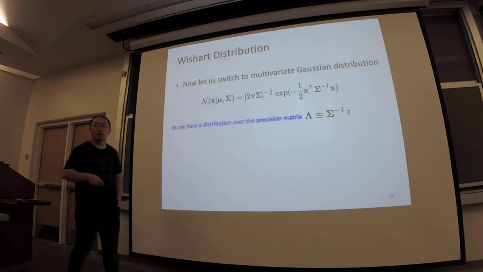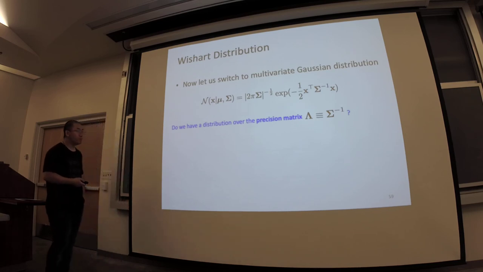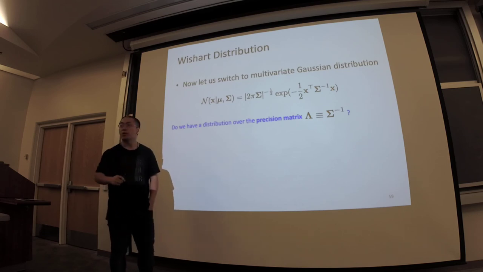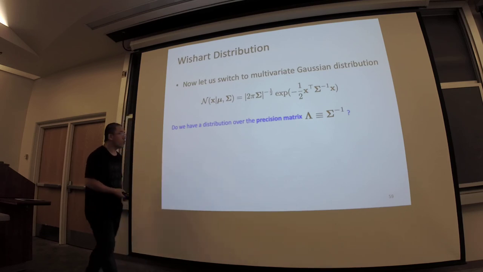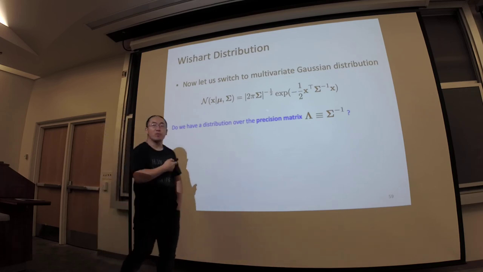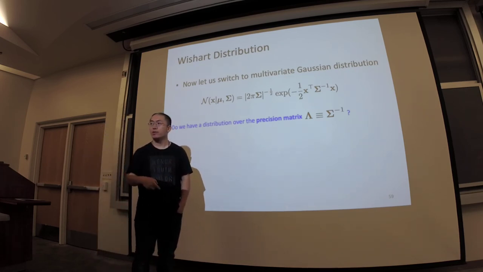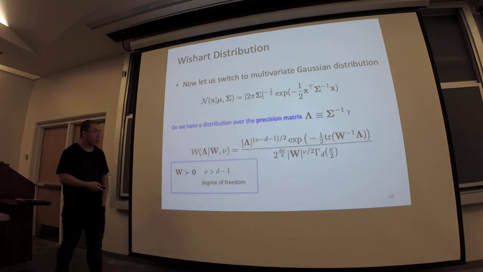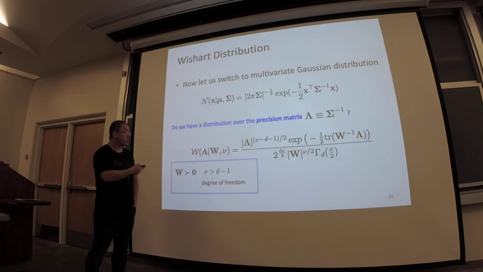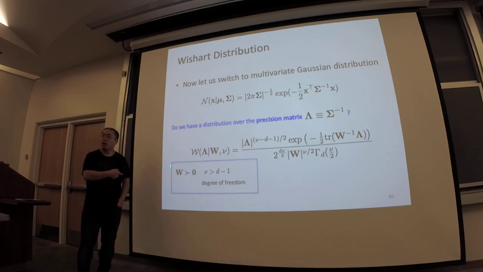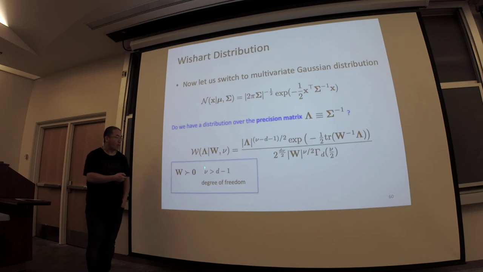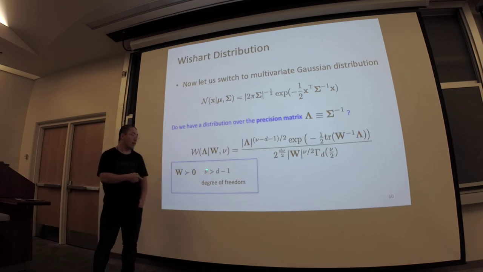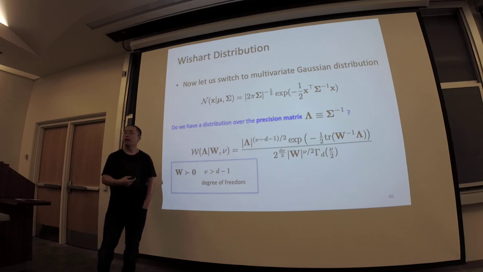Now let's switch to the multivariate Gaussian distribution. Again, for the multivariate Gaussian distribution, we have a covariance matrix. Then a natural question would be, can we have a distribution over the precision matrix, that is the inverse of the covariance matrix? This distribution is called the Wishart distribution. The Wishart distribution is determined by two parameters. The first parameter is another positive definite matrix. And the second parameter is called the degree of freedom. The degree of freedom must be no less than the dimension of your vectors.